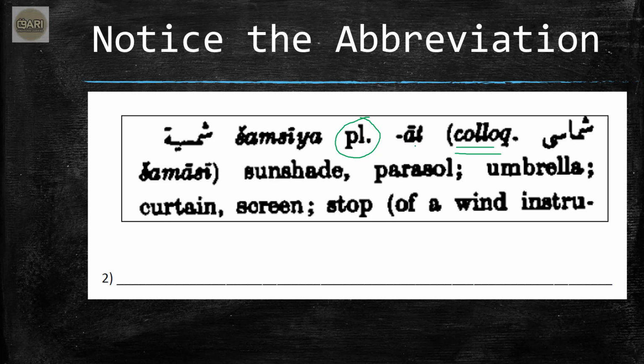This means you would add an aleph and a ta to make the plural. That's another way to make the plural. So that would be shamsiyat. Shamsiyat, but we haven't taken that as of yet, and that's something you take, again, when we look at plurals in the level 1C course. Okay, so in this exercise you would focus on PL and colloquial.